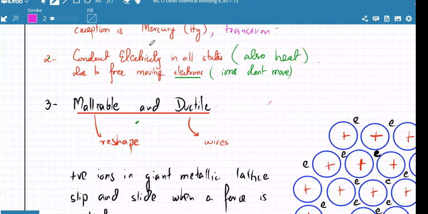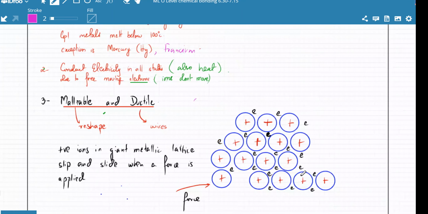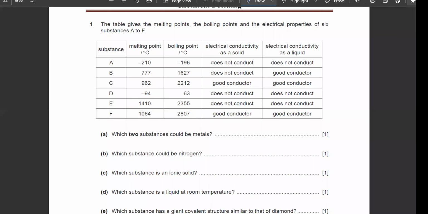That it conducts electricity in all states, and it's a very good conductor of heat as well, due to the free moving electrons in the lattice. And another very differentiating property of a metal is that it's malleable and ductile. So if you want to identify a metal, now tell me which one is a metal. Don't go for the melting and boiling points. Sir, C and F. So you got C and F, right? So those are your metals.